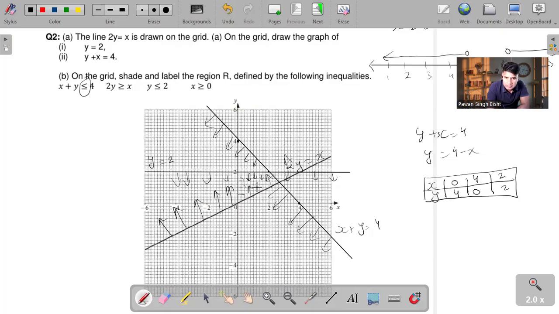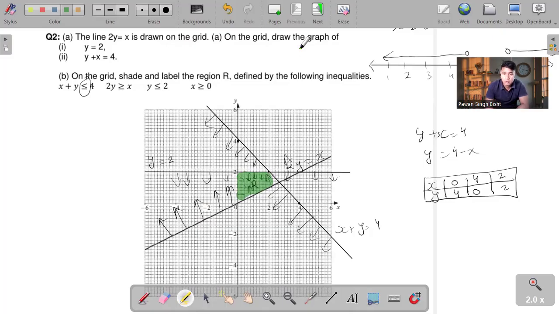So as you can see, the portion which is in the middle, this region satisfies all the conditions. It is below this line, above this line, and to the right side of it, right? So this portion which is forming in the middle, this one, this is my region R which satisfies all the conditions, right? Okay, so this is my region R.